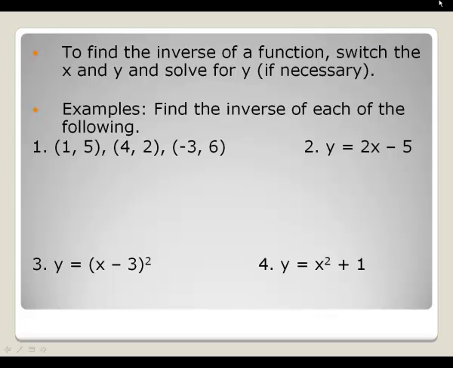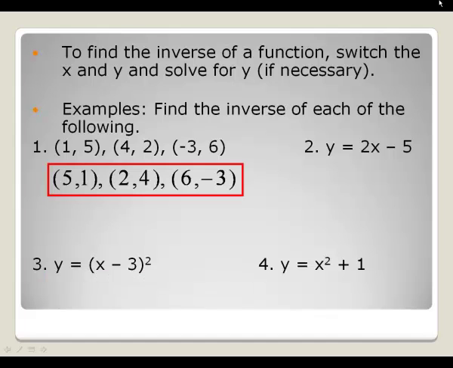Looking at number 1, we have coordinates (1, 5), (4, 2), (-3, 6). To find the inverse, all I have to do is switch those coordinates around. X becomes y, y becomes x. So the inverse would be (5, 1), (2, 4), (6, -3).